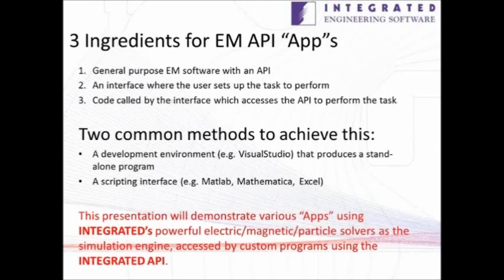So what are the things that you need in order to create an API app for electromagnetic purposes? The first thing that you need is general purpose electromagnetic software that has an API. The next thing is that you're going to create an interface somewhere where the user sets up the task that they want to perform, and you need to write code somewhere that's called by the interface. So there's two common methods for this.